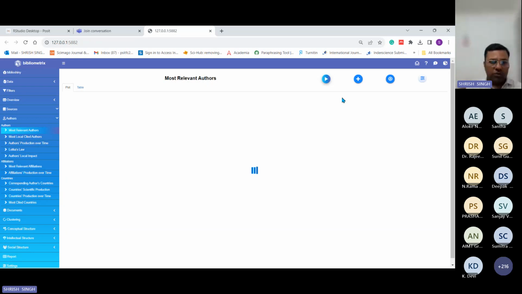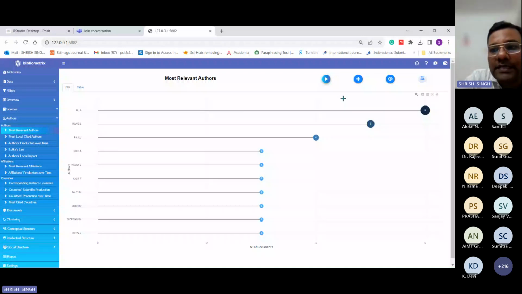So you will have the result with you and you can report it as it is in your research paper, or you can just make it in your own words. So Ali A, he is the most impactful or the most relevant author. Why? Because he is having 6 publications in the same area, right? So whenever you keep your cursor on this 6, you can find that the author name is Ali A and the number of documents are 6. So he has published 6 articles in the same area of research.